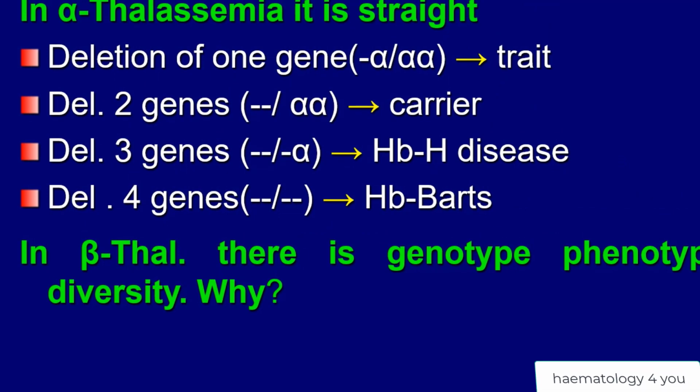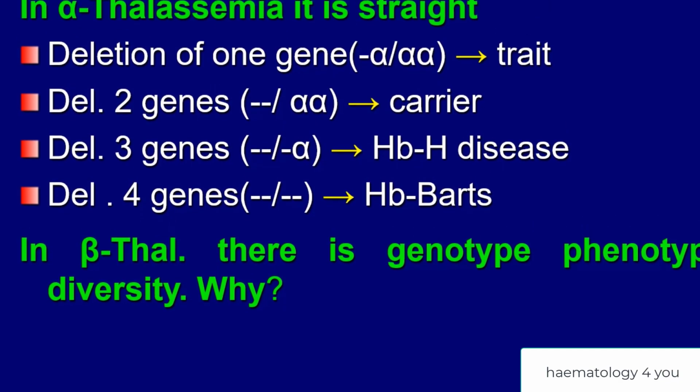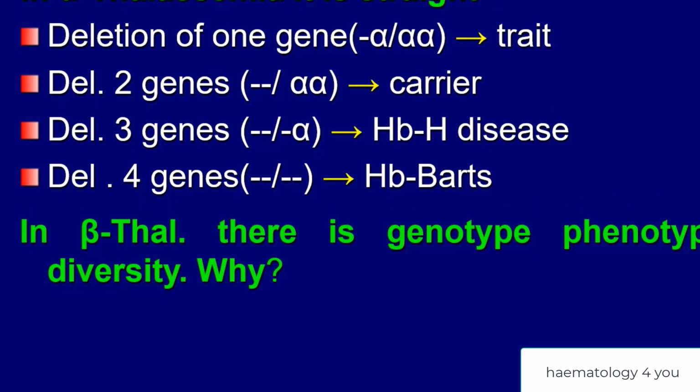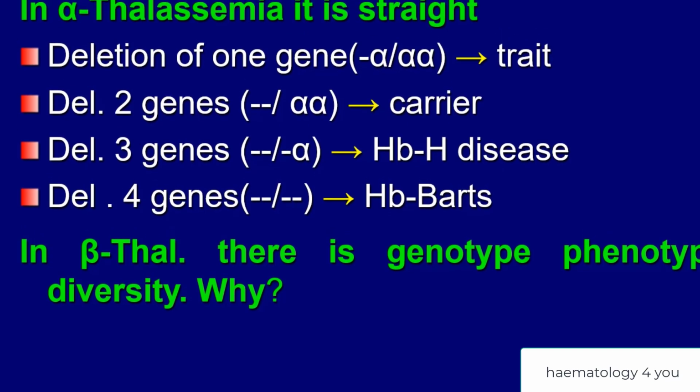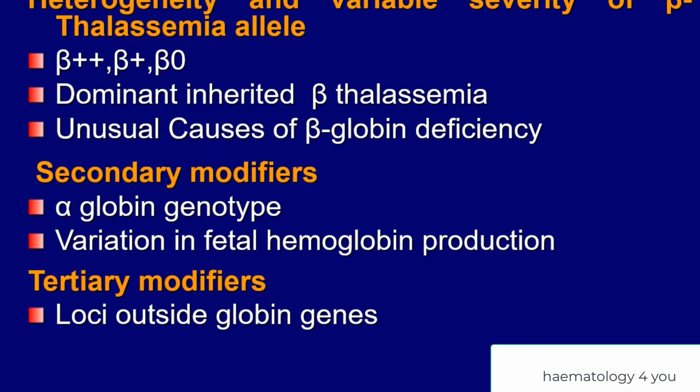Phenotypic and genotypic relationship: in alpha thalassemia, deletion of one gene is a silent carrier, deletion of two genes is a carrier, deletion of three genes is HbH disease, and deletion of four genes is Hb Barts. In beta thalassemia, there is genotypic and phenotypic diversity.